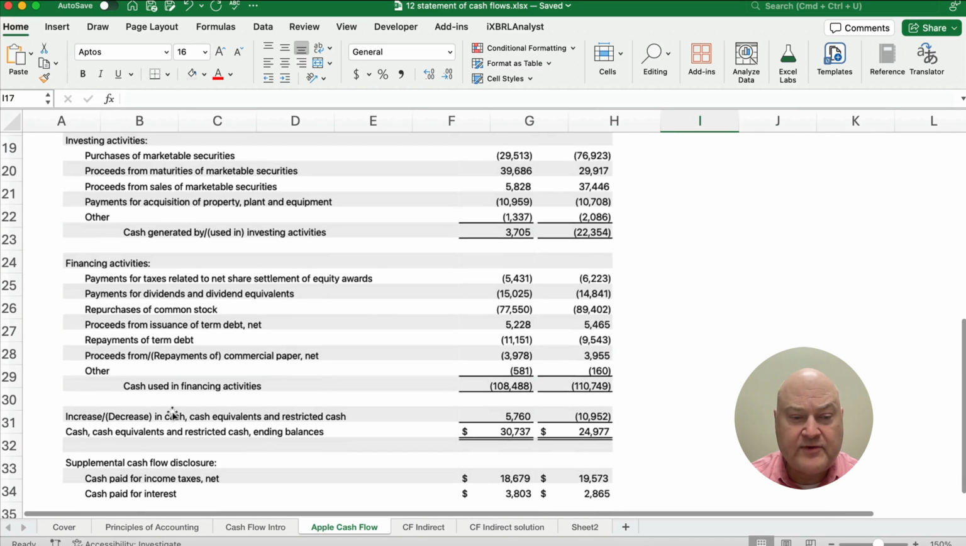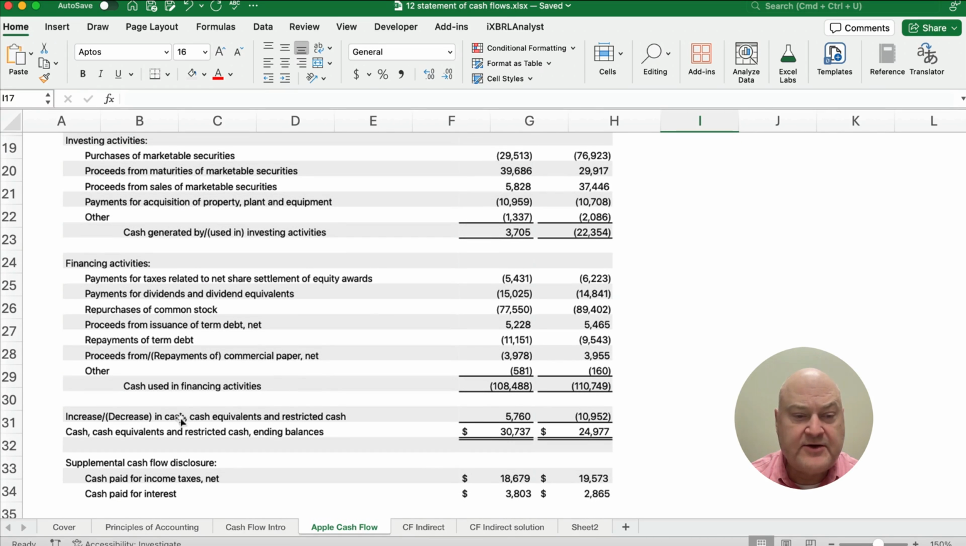So at the bottom, we would say this is the increase or decrease in cash, which is net cash flow. So they had a positive net cash flow, and their cash went from $25 billion to $30 billion. So it increased. So the ending balance of cash is $30 billion. And we show how much is operating, how much is investing, how much is financing.